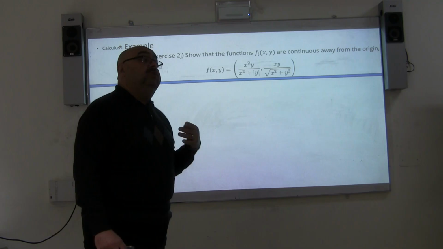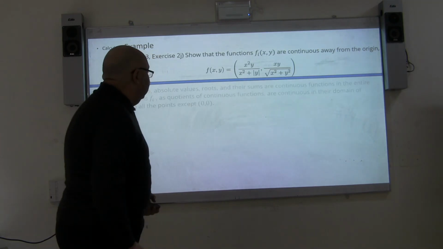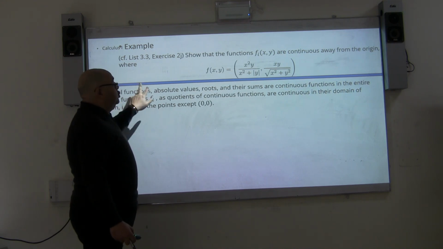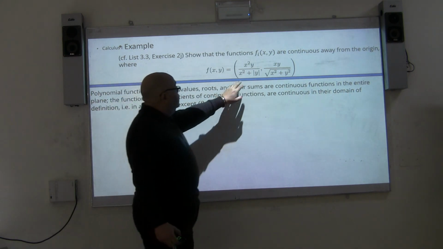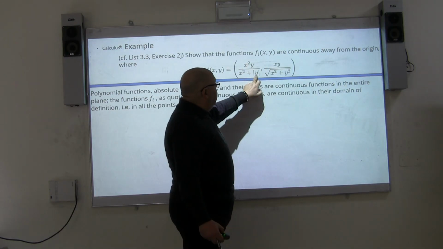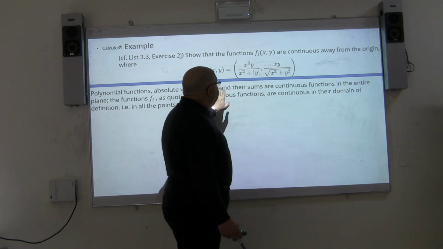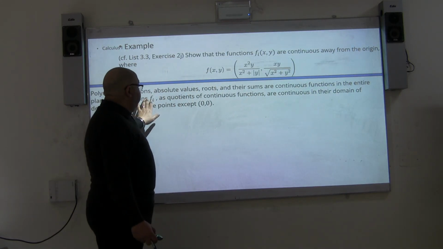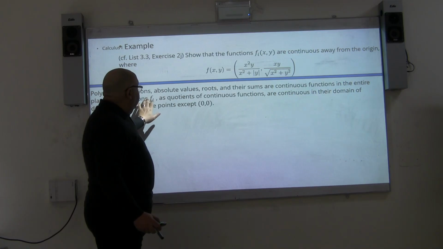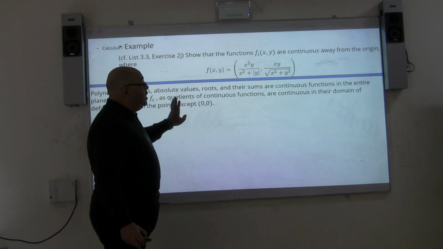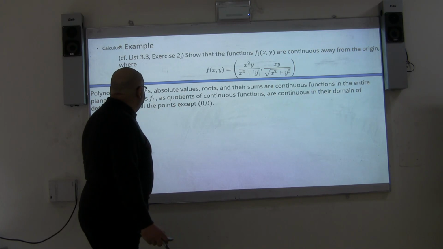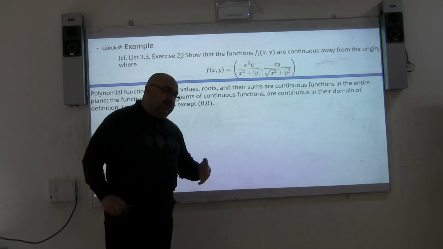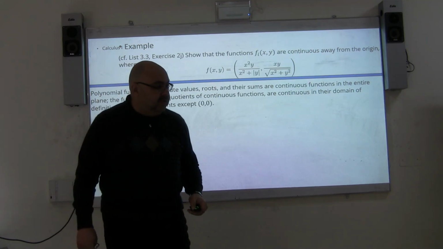صح؟ طب يا ترى هي continuous away from the origin؟ بص this function is a polynomial function, absolute value function, roots فعلا. Polynomial functions, absolute value functions and roots, and their sums are continuous functions in the entire plane. The function f1, f2, as quotients of continuous functions, are continuous in their domain of definition. That's for all points except at the origin. يبقى انت عايز تثبت انها continuous away from the origin.